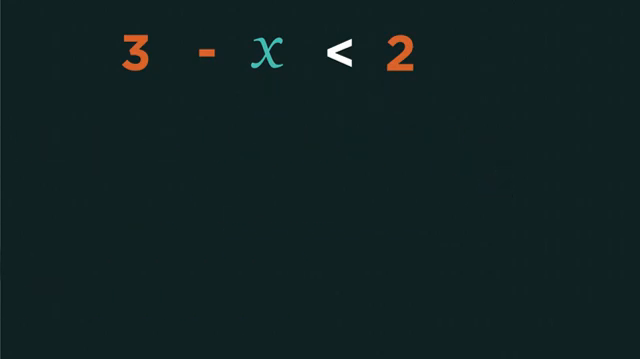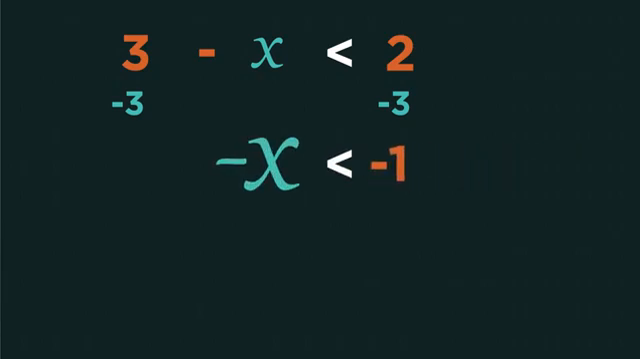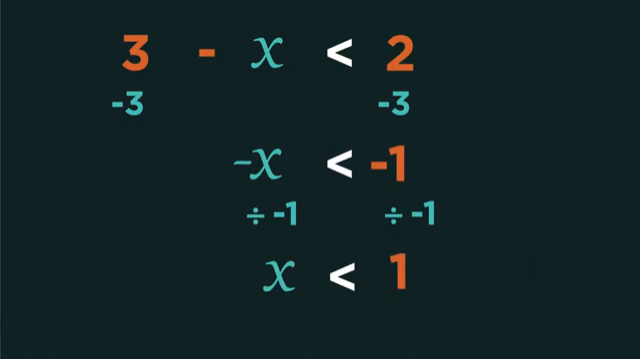There is another option. Imagine we'd started by moving the 3. We would have ended up with negative x. To make x positive, we need to divide by the negative. When we divide by a negative, we also need to change the direction of the inequality. So x is bigger than 1.